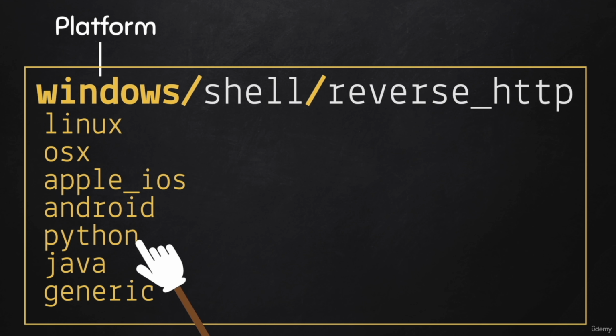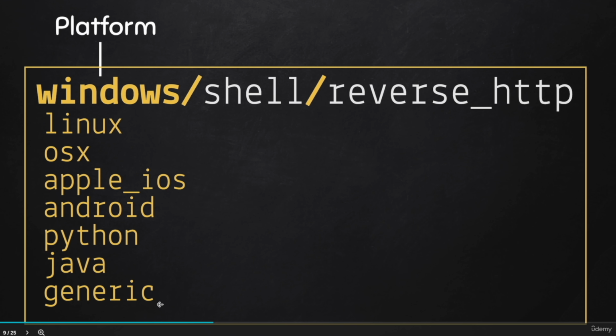So payloads that start with Python or Java mean that they will work on any computer that is able to run Python code or Java, regardless of the operating system. It doesn't matter if it runs Windows, Linux, or Apple OS X. If you create a Python payload, it will work on any computer that has a Python interpreter, regardless of its operating system. And then we even have generic payloads that are designed without thinking about the operating system. They're designed to work in different scenarios and different operating systems, regardless of that operating system. So that's the first part of the payload, the platform.